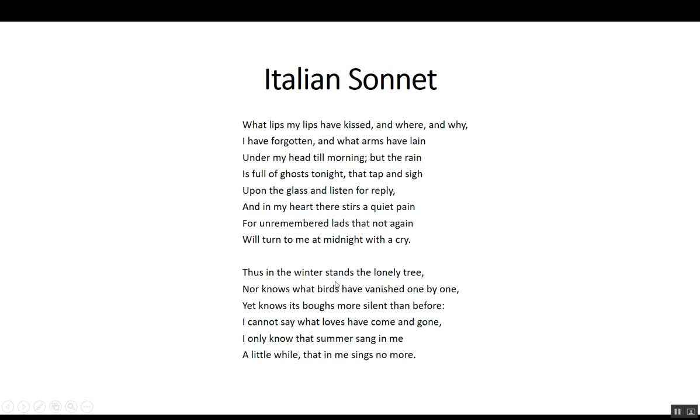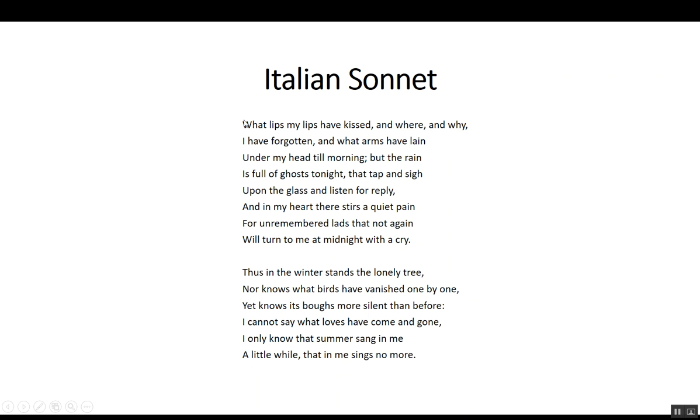Thus in the winter stands the lonely tree, nor knows what birds have vanished one by one, yet knows its boughs more silent than before. I cannot say what loves have come and gone, I only know that summer sang in me a little while, that in me sings no more.